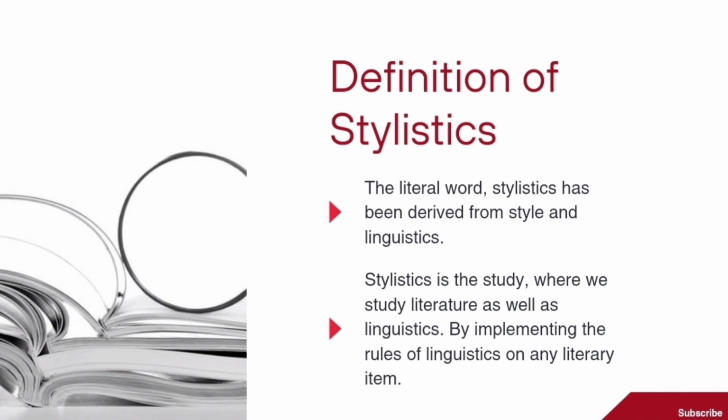Similarly, style is known as the manner of expression, and a style is a way of writing anything in a clear and refined manner. Now, let's talk about stylistics, which is basically a branch of linguistics that deals with the linguistic rules on literature or any piece of literature.